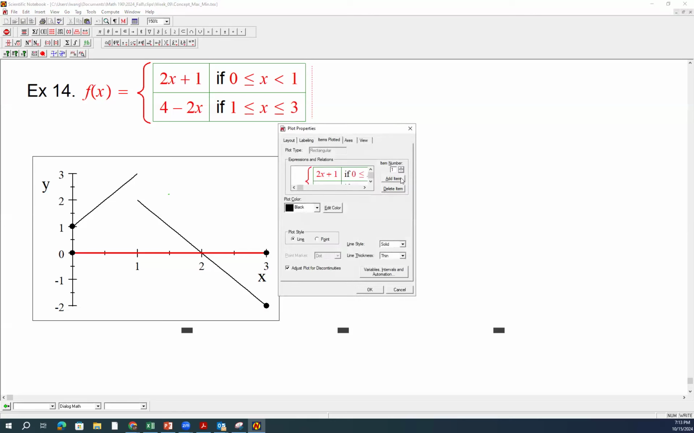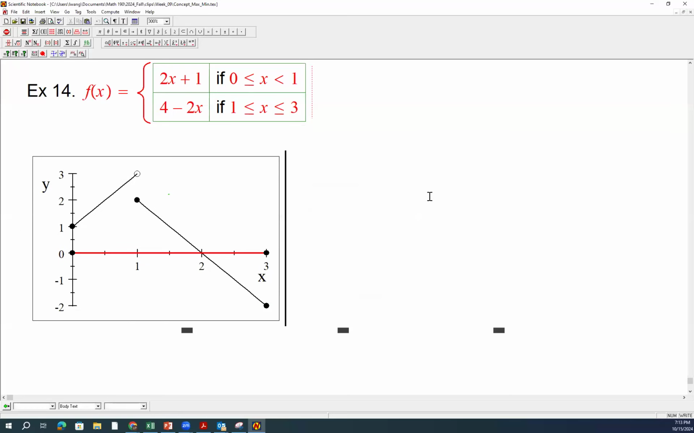Okay, so let's see where we're going to put the dot. We're going to put the circle. So at 1, if we put in 1 here, it's going to be 2, there's a dot. But at less than 1 it's going to be a 3, that is a circle. There we go. Obviously, it's not continuous.